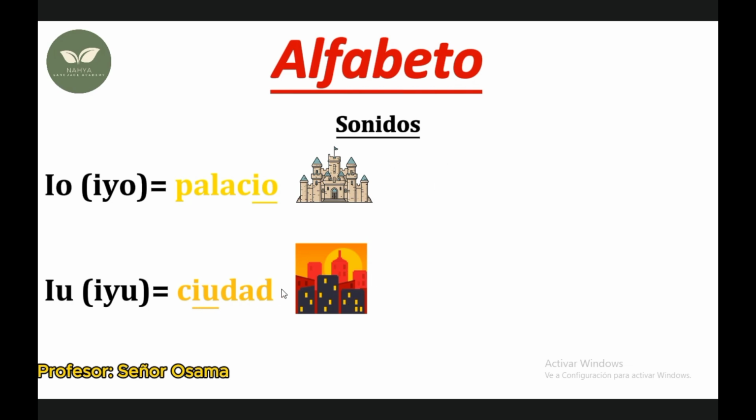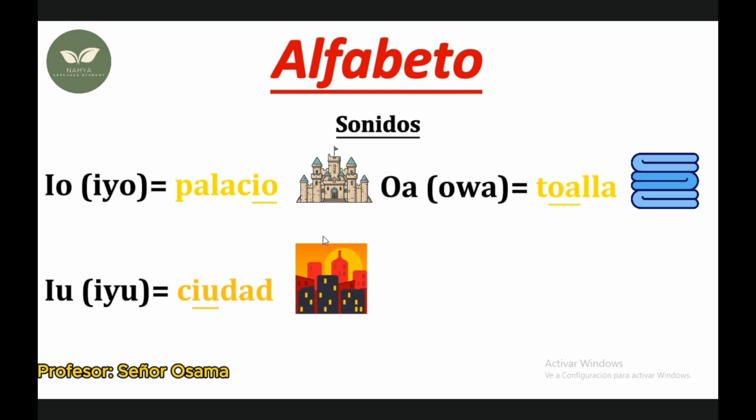Ciudad, which means city. Okay, the next one is, here we have oa. Okay, we find it here in the word toalla. Toalla. Oa, toalla. We said before that double L gives us the sound of y. So toalla, which means towel.